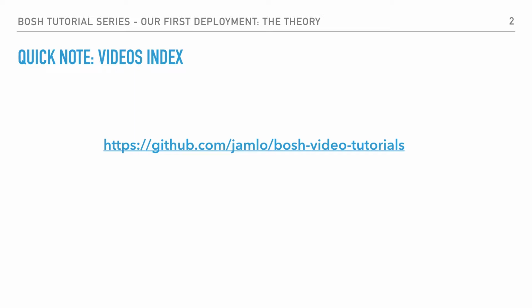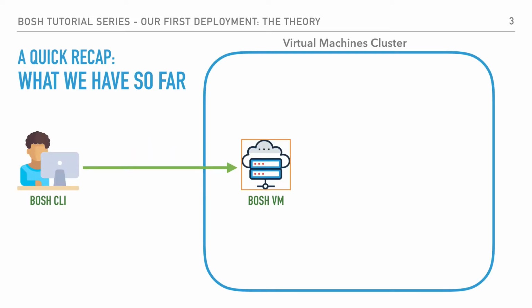So let's get started. A quick recap regarding the previous videos of what we have so far. In the previous video, I think what we did is we created a BOSH VM and we talked about the BOSH VM and we went into the BOSH VM. So let's imagine at the beginning of this slide, we have a BOSH VM that we created and we have a CLI and we're interacting successfully with the BOSH VM using this CLI.